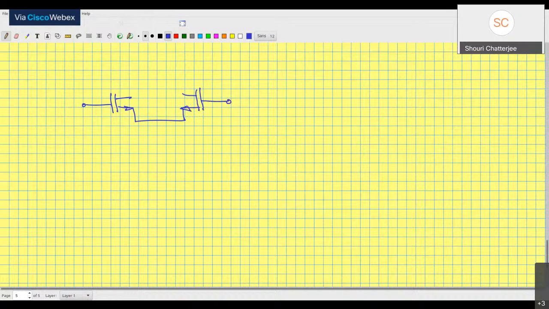So if this circuit is balanced, then what happens? In differential mode, these voltages are ground. But in the common mode, you basically split it up into two current sources.